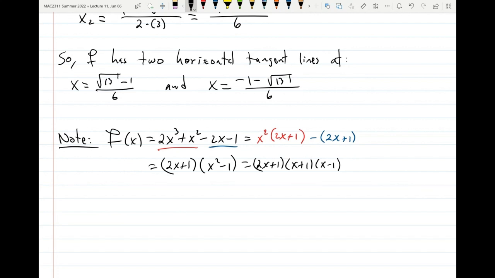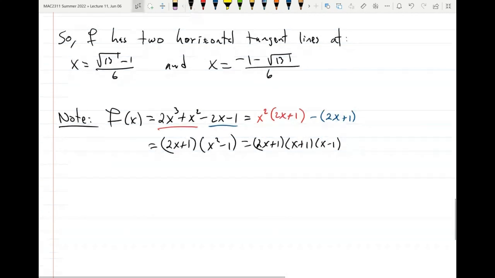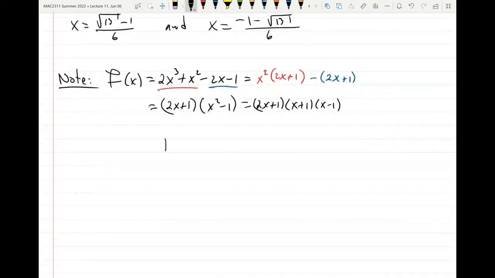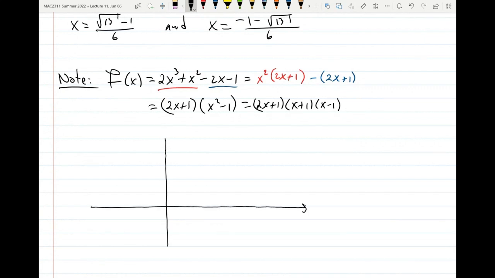So this function equals this, but why is this helpful? Because now you see the zeros, right? What are the zeros of the function? What are the zeros? 1 and negative 1 half. And negative 1/2, right? There are 3 zeros. You just set each factor equal to 0. Negative 1/2, negative 1, positive 1. So that means, let's say, this is negative 1, over here is negative 1/2, and over here is positive 1. So our function is going to go through these 3 points, right? Those are the zeros of the function.